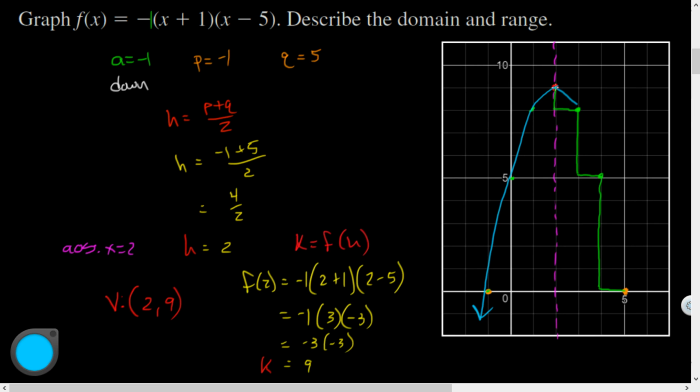But if I wanted points other than the x-intercepts and the vertex, I could plug in another value into the function f, like f of 1, and found out that its height was going to be 8, is what I could have done.